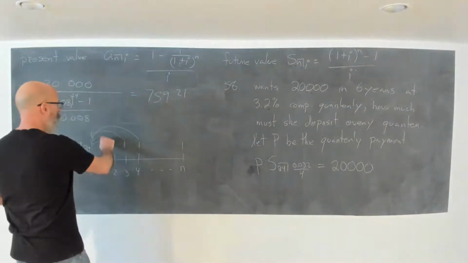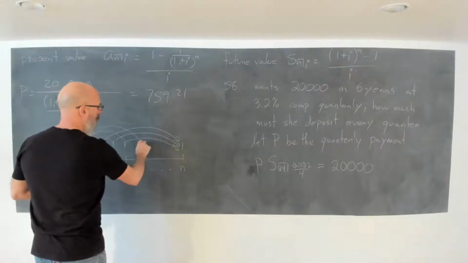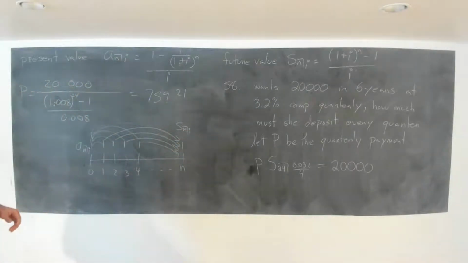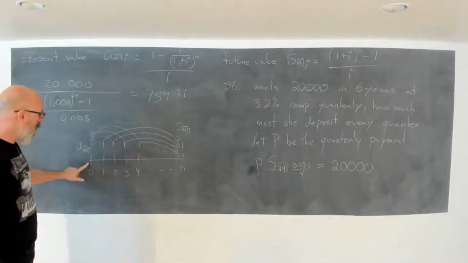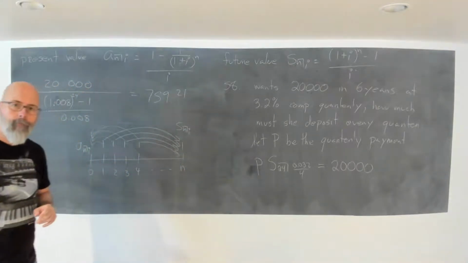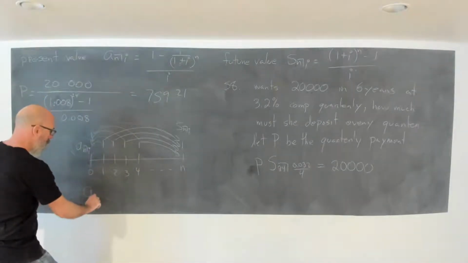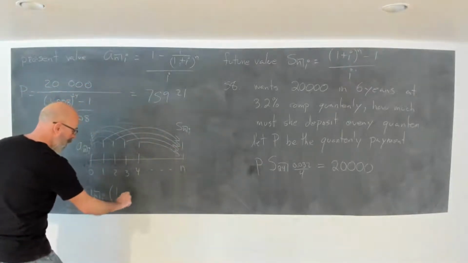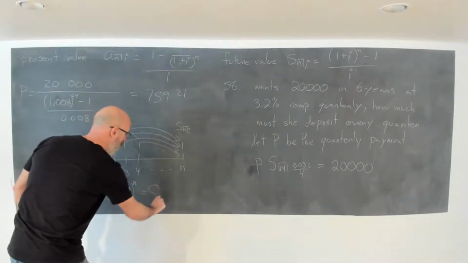S_n is what these are worth at time n. So it's the same annuity, it's the same payments, but it's worth this much right now, and it's worth this much at the end. If you put this amount of money in the bank right now, and you brought it up to time n, that should be equal to S_n.